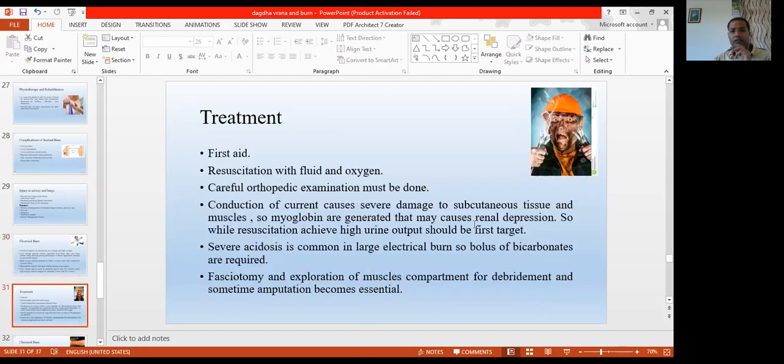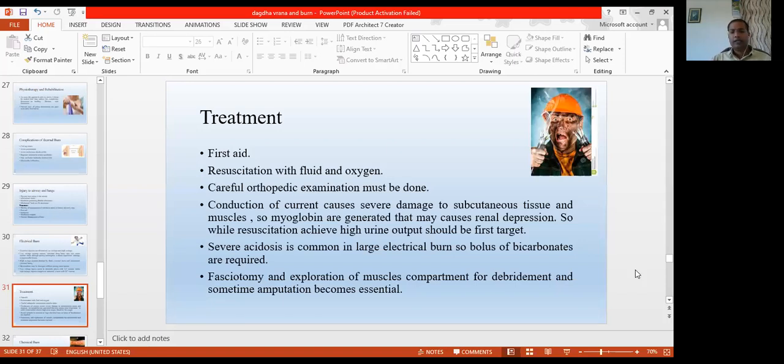So the treatment constitutes, as the first step, resuscitation. Careful orthopedic examination is very much important, because the patient may have some fractures in the body, in the vertebrae or in the ribs, due to the fall or due to the severe vibrations. Okay, and next, the other common management of burns is applied. The common principles are applied. If you have a burn wound, you have to debride it, open it.